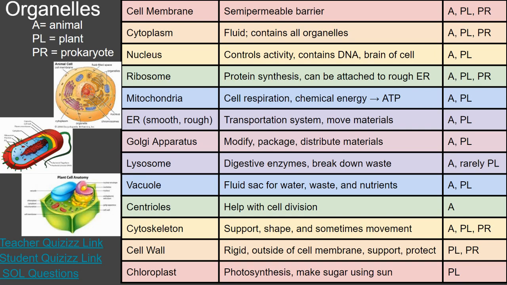It is a barrier that allows some things to come in, like oxygen and water, and not other things that could be bad for the cell. So the semi-permeable barrier protects and controls what goes in and out of our cells.